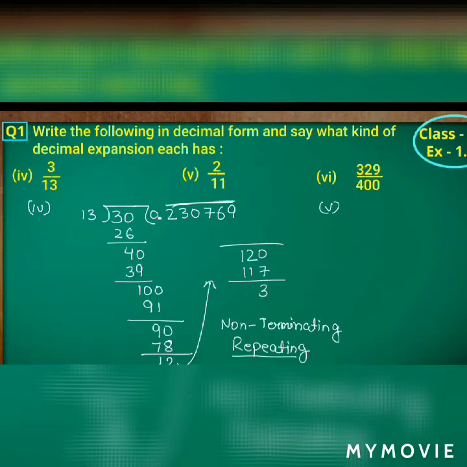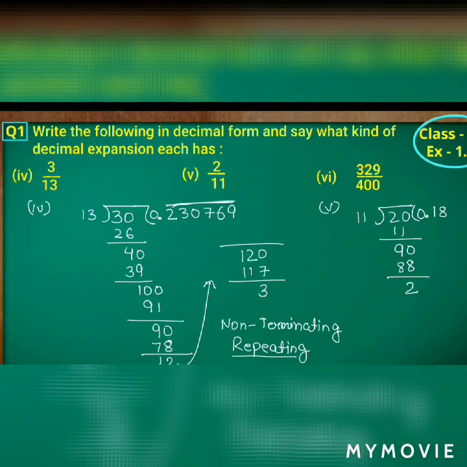Now come to the fifth one, that is 2 by 11. So if you observe, 2 is the dividend and 11 is the divisor. Since 2 is less than 11, what I'll do? I'll take 0 after 2 and I'll start with the point. So 11 ones are 11. The remainder is 9. So again I'll take 0 after 9. I can say 11 8s are 88. The remainder is going to be 2.